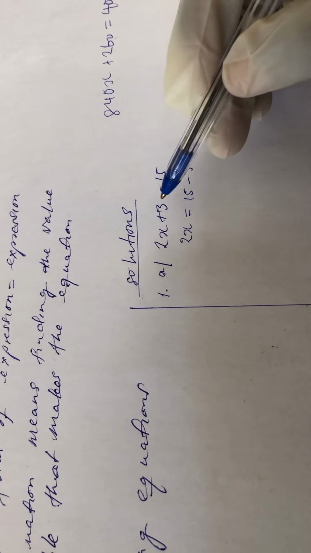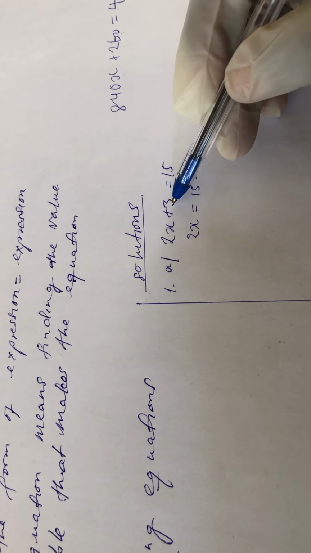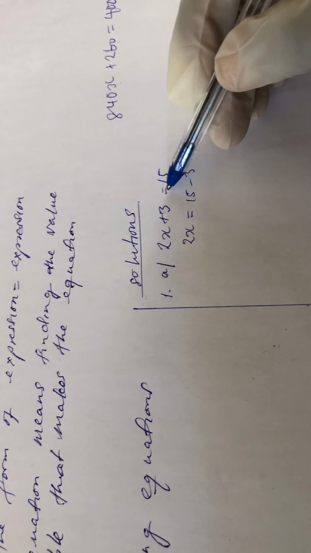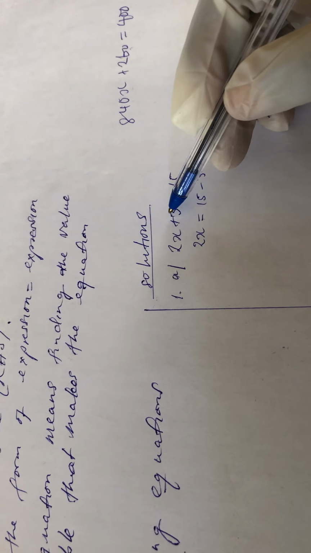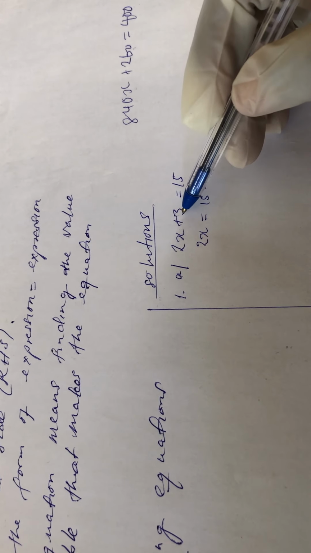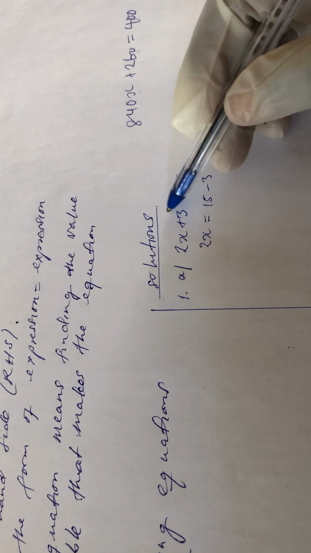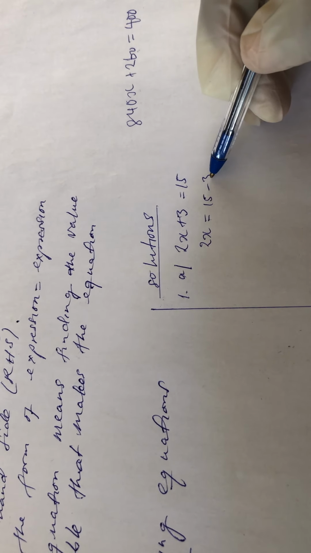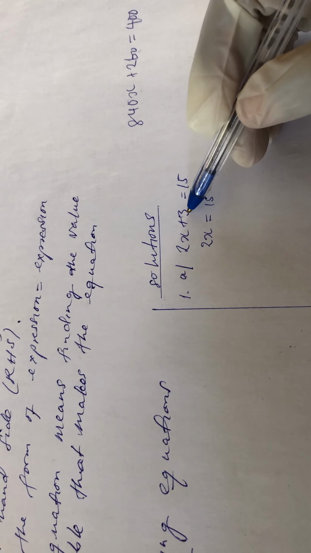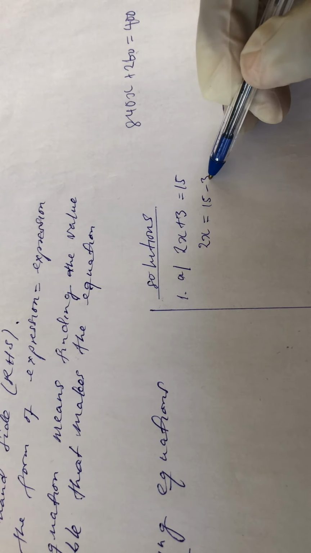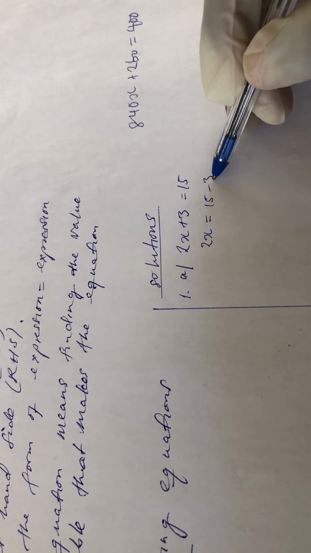Now, if a certain term is crossing the equal sign, the sign has to change. For instance, in this case, 3 was on the left-hand side of the equation, but we have to take it to the right-hand side of the equation. So 3 has to change the sign. It was positive, now it becomes negative. Okay?